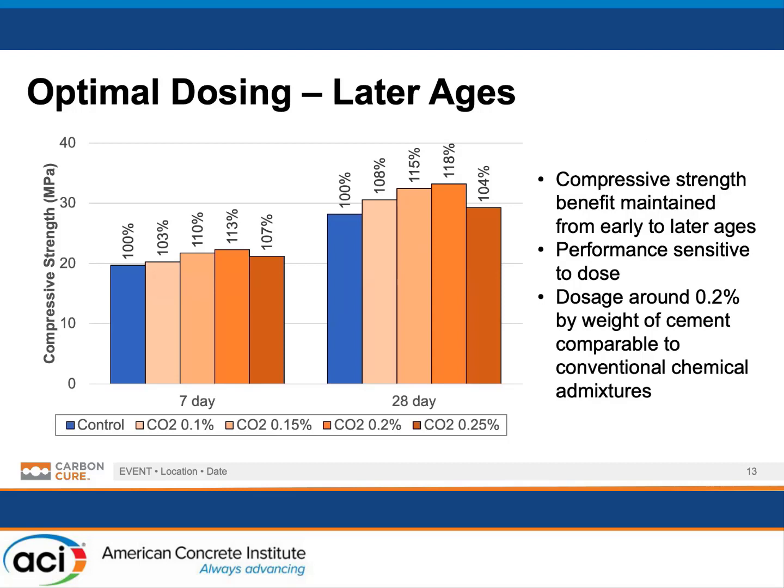So you have now an addition of CO2 giving you stronger concrete. And if you could dial in the right dose, then you can leverage that for mix optimization. And this dose itself is not that different from conventional chemical admixtures, let alone nanomaterials. So in many respects, the chemical aspects of this are much like an admixture.